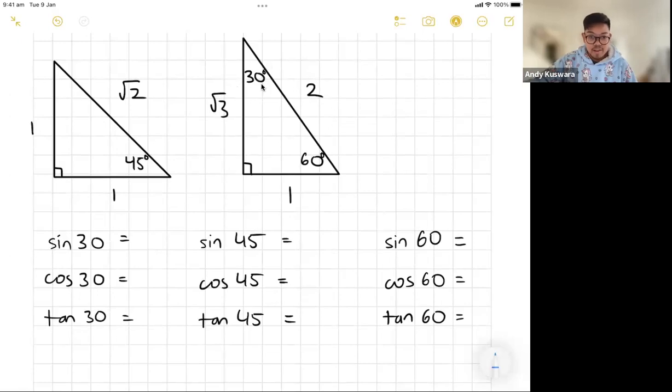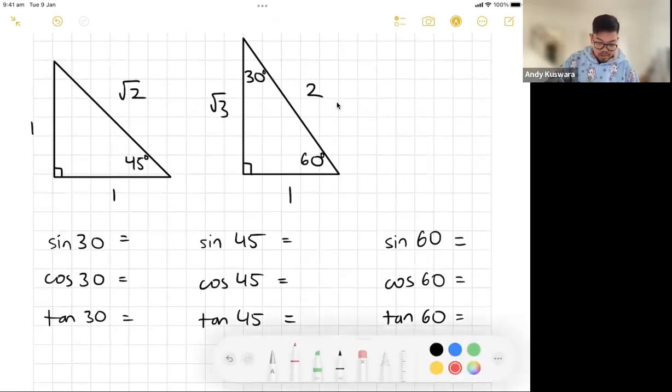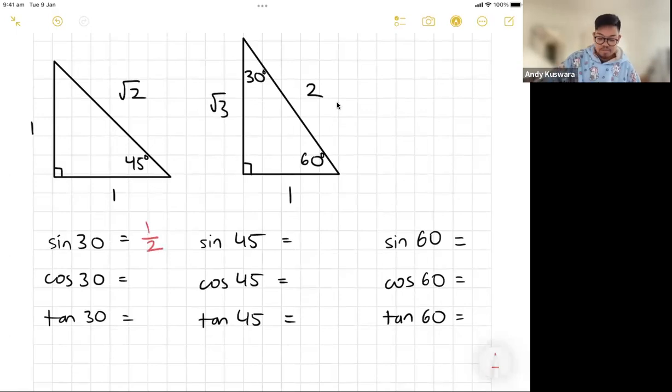So for example, sine 30: sine is SOH, so opposite over hypotenuse. So sine 30 would be a half. That's your exact ratio. Sine 45, I'll do the same thing. Sine is SOH, opposite over hypotenuse, so it's going to be 1 on root 2. And sine of 60, same thing. Sine of 60 would be opposite over hypotenuse, which is going to be root 3 on 2. Now you can do the same process for all the other ones.